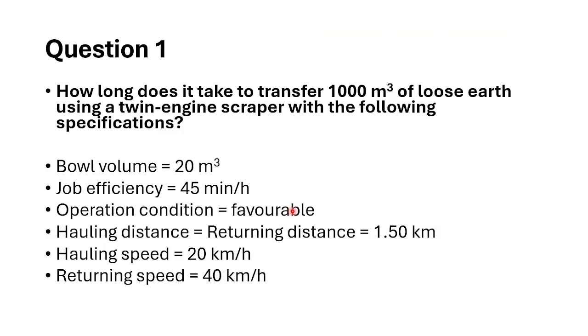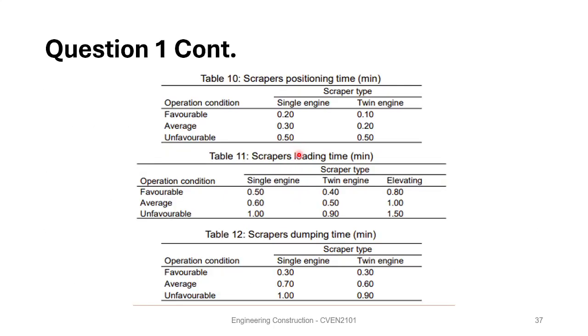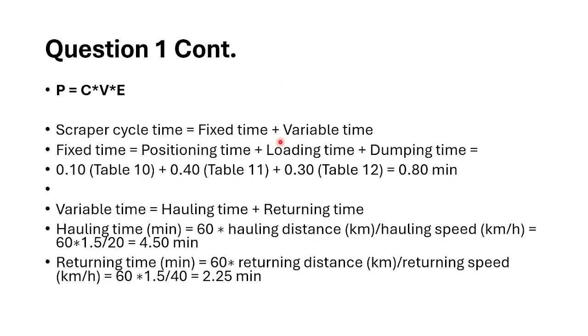Next, we go into the engine scraper. With the engine scraper, we use tables 10, 11, and 12. Scrapers work essentially like dozers. Dozers have the pusher, say the blade, in front. Scrapers have it in the middle. But essentially it works about the same way. That's why the variables are the same. It doesn't swing and it doesn't have a bucket. So that's why we still use C times V times E, right?